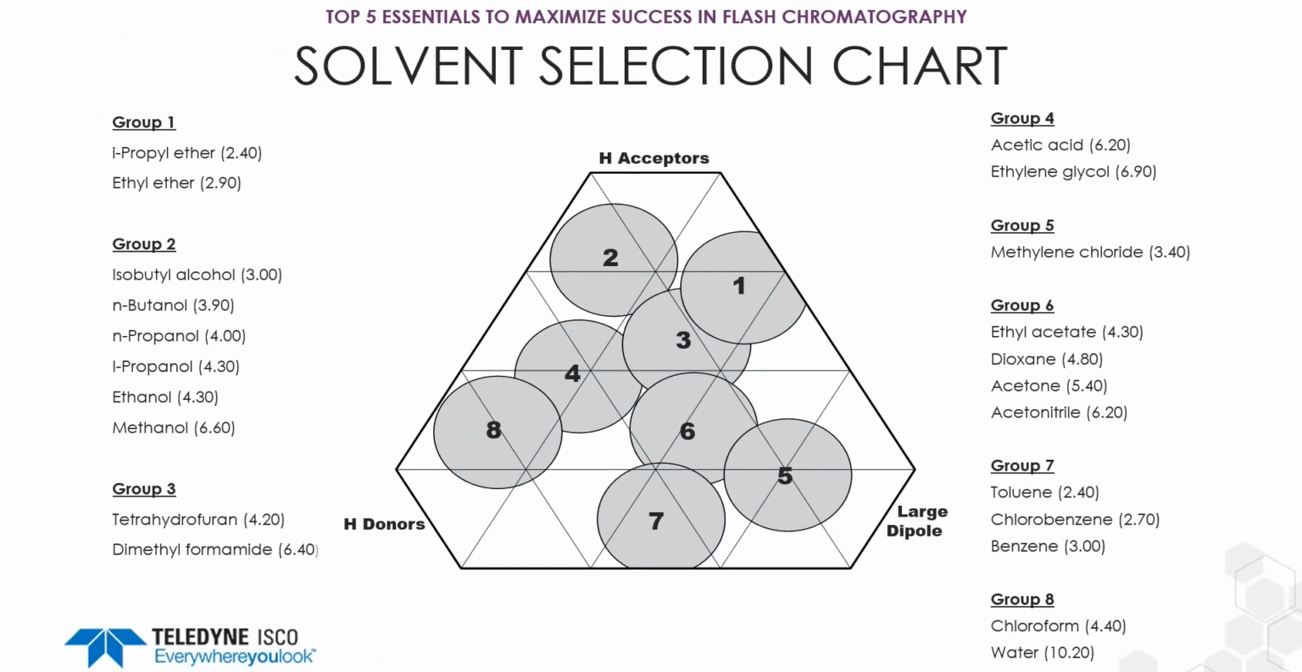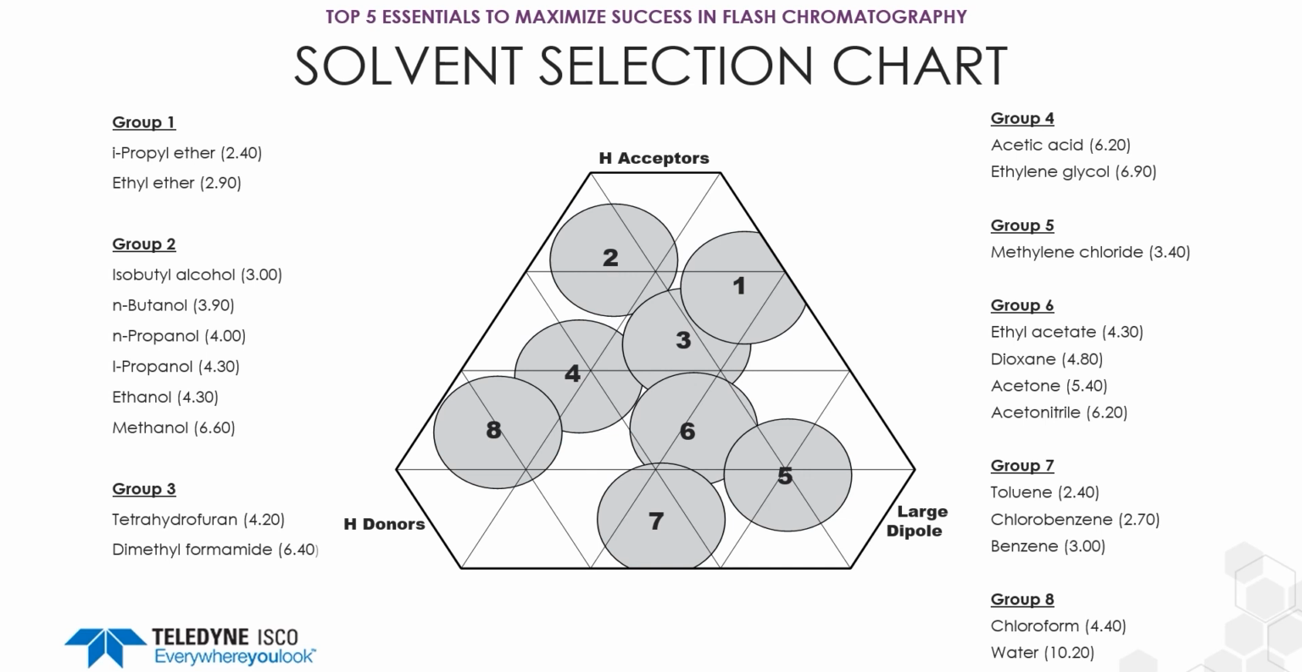Now there are other solvents than the ones I had just previously mentioned, and these solvents can be categorized into different groups based on their different properties, whether or not they're hydrogen donors, hydrogen acceptors, or if they're large dipoles. So we can use this solvent selection chart to achieve better chromatography.